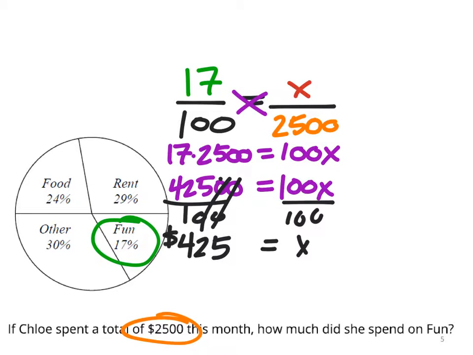And this is a word problem, so you want to make sure this one's labeled. She spent $425 on fun.